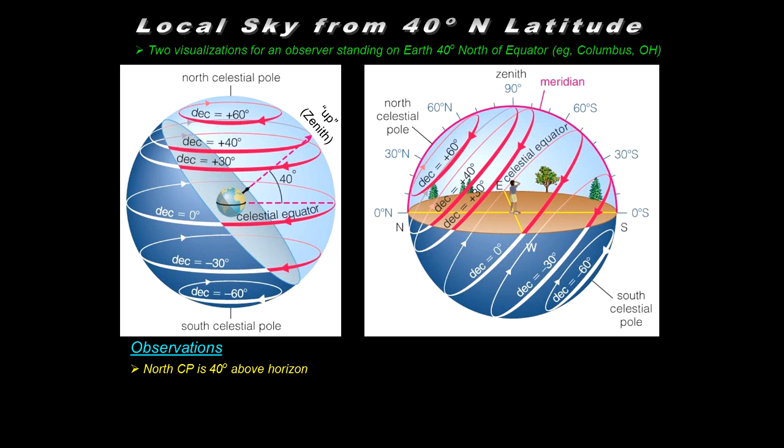The North Celestial Pole is 40 degrees above the horizon. Here's the North Celestial Pole, here's your horizon, 40 degrees. The altitude of the North Celestial Pole actually equals your latitude. The latitude that we're at, which is actually 40 degrees, is also the angle from the horizon to the North Celestial Pole. The celestial equator is 40 degrees from the zenith. So here's your zenith, straight up, and there's the celestial equator.